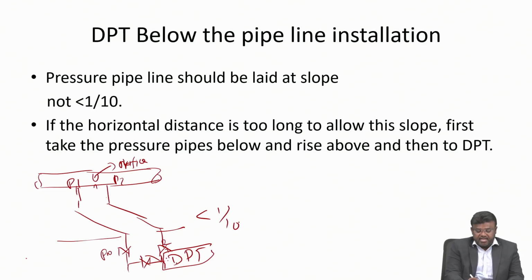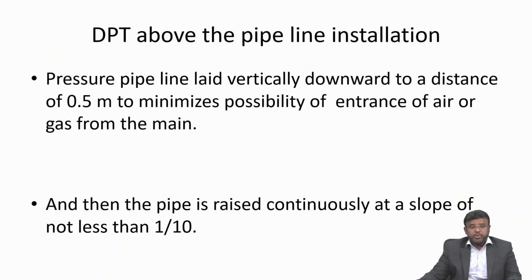And finally, the differential pressure transmitter will receive the input pressure differential signal, and this signal is converted into an electrical equivalent. If the horizontal distance is too long to allow this slope, first take the pressure pipes below and then raise them above, and this is the common procedure in order to install successfully. A DPT can also be installed on top or above the pipeline.